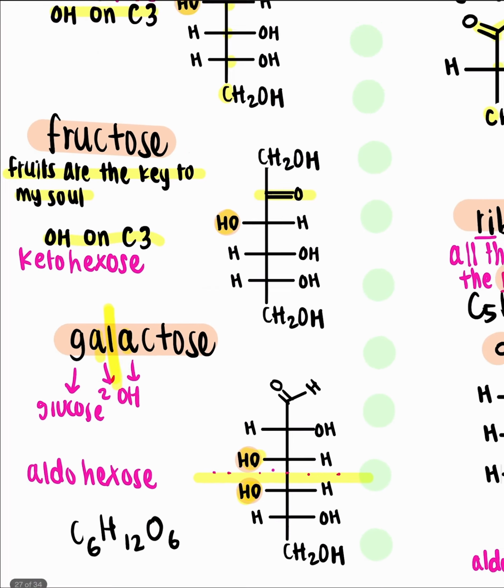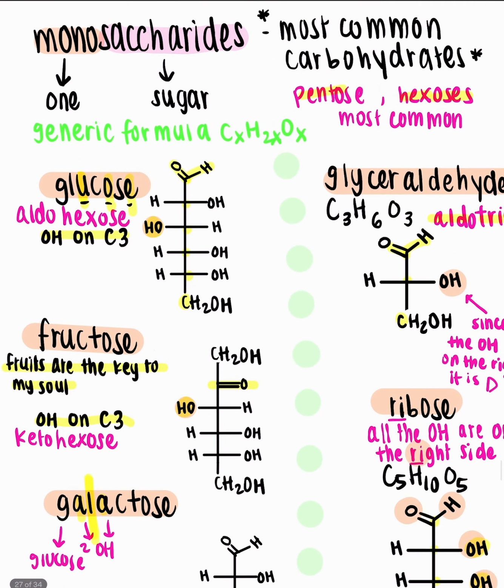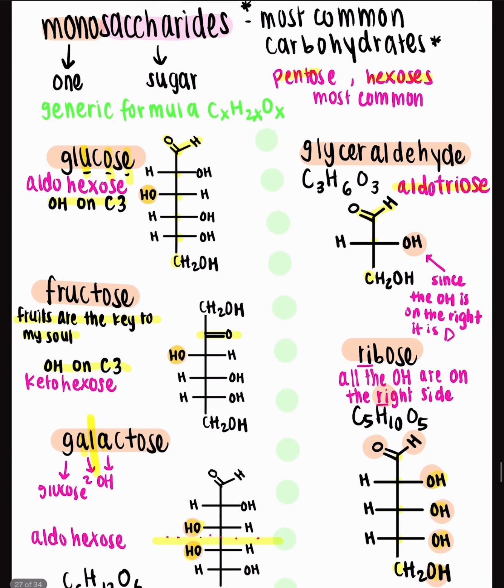And notice that all of these are following that generic formula that we said in the beginning, CxH2xOx. So here the C is 3, 3 times 2 is 6, and then again you have a 3. Just to give you an example.